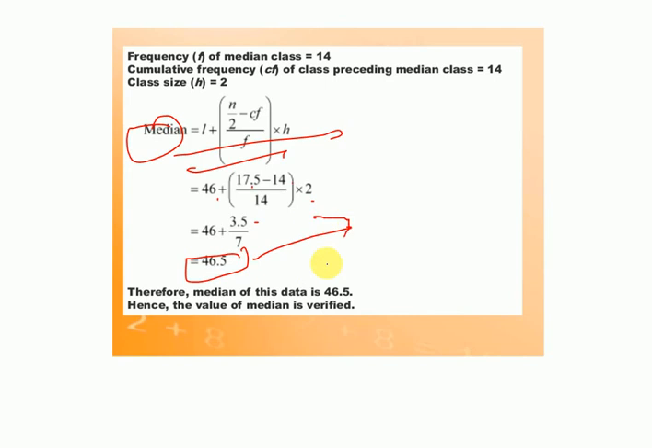It means that you have done it correctly. It was 46.5 only. So that is for today.